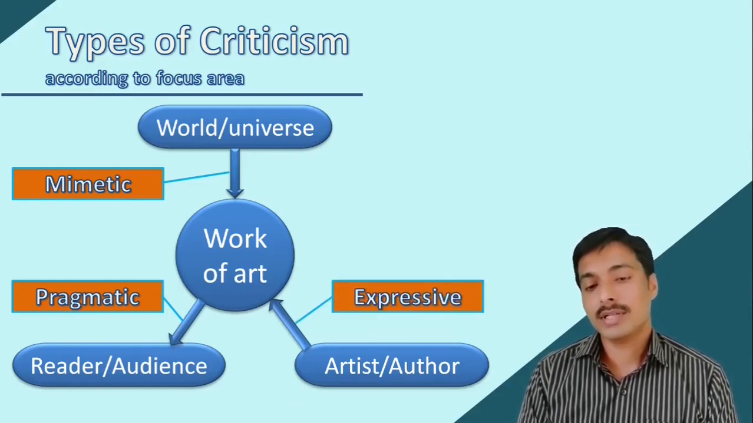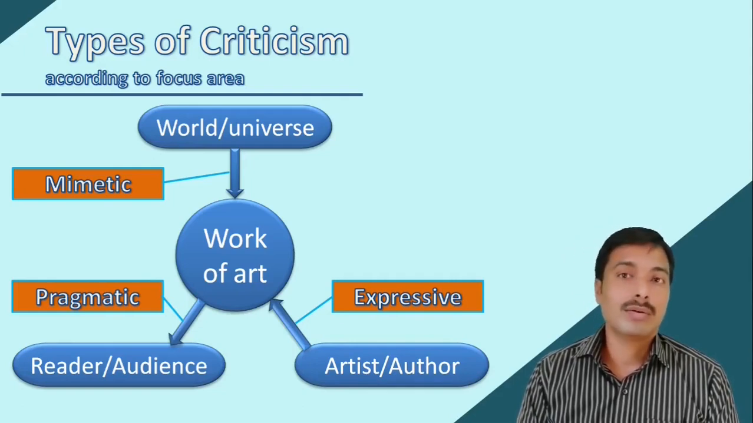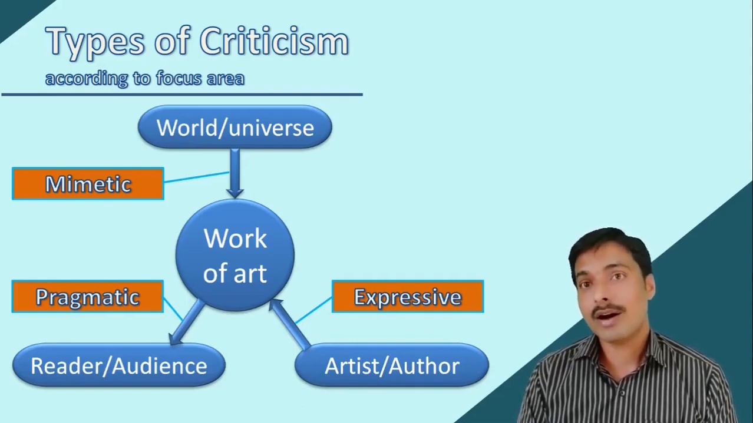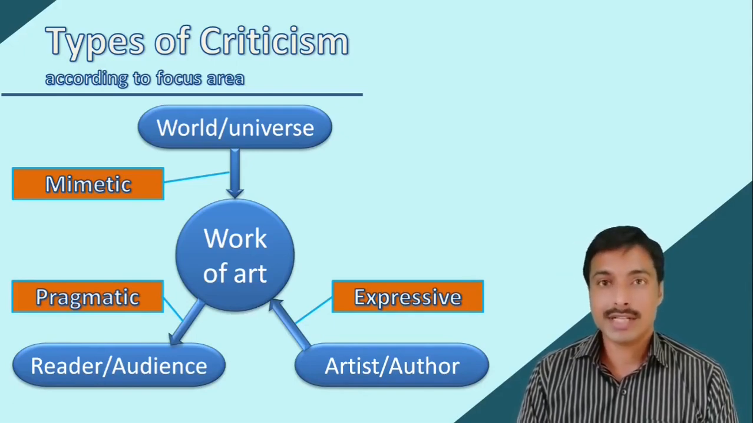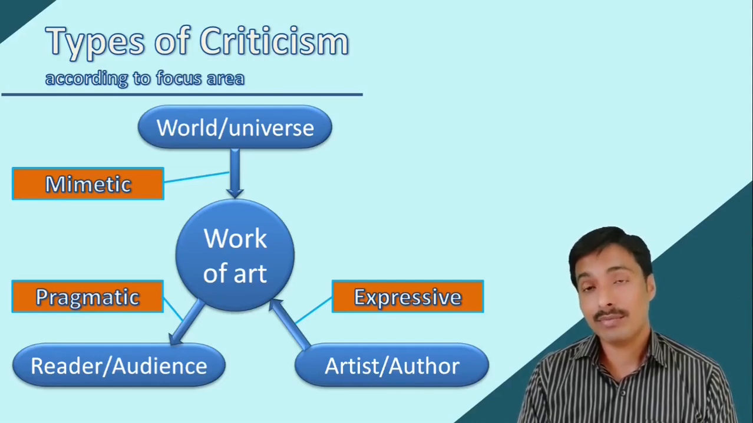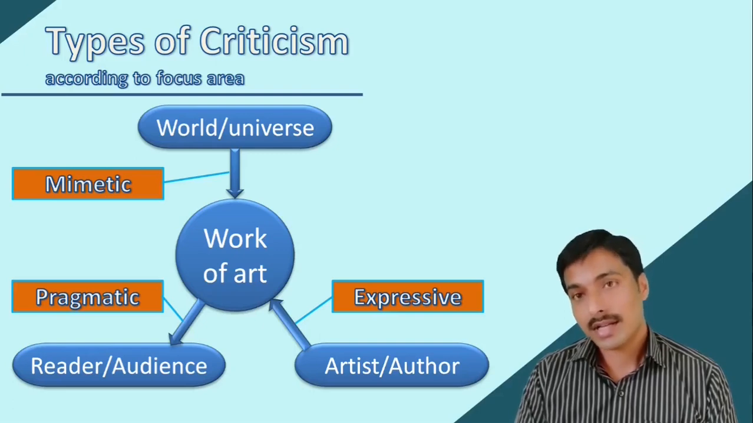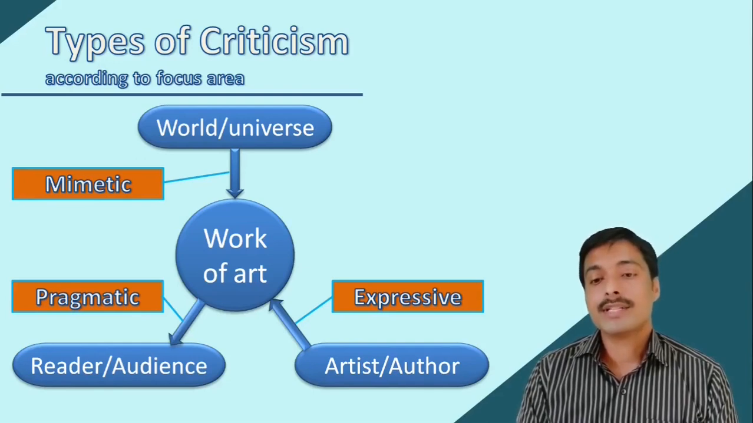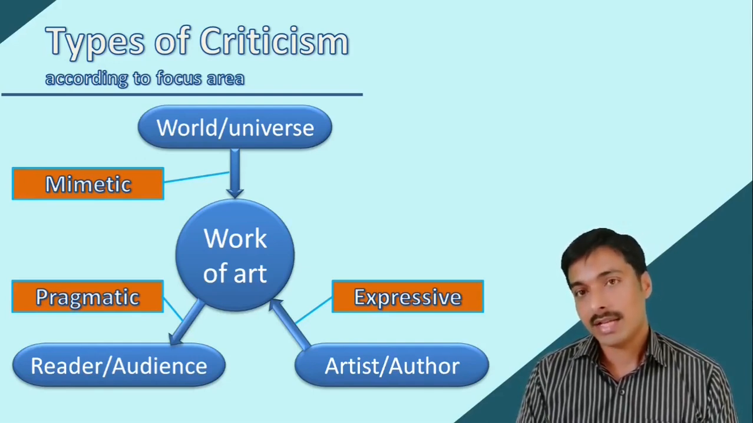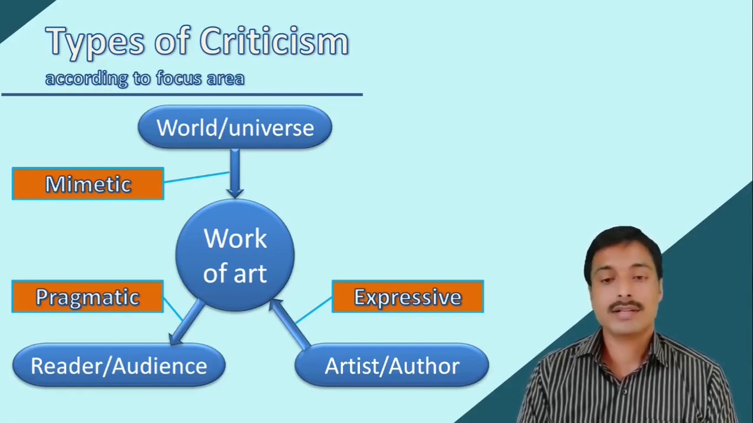The third important coordinate is artist or author. So very often the work of art is seen as a product of the artist or author. Wordsworth defined poetry and art in general as expression of powerful feelings. So this kind of theorization about art falls under the domain of expressive. So expressive theories are there, and it began with the romantic period in English literature.